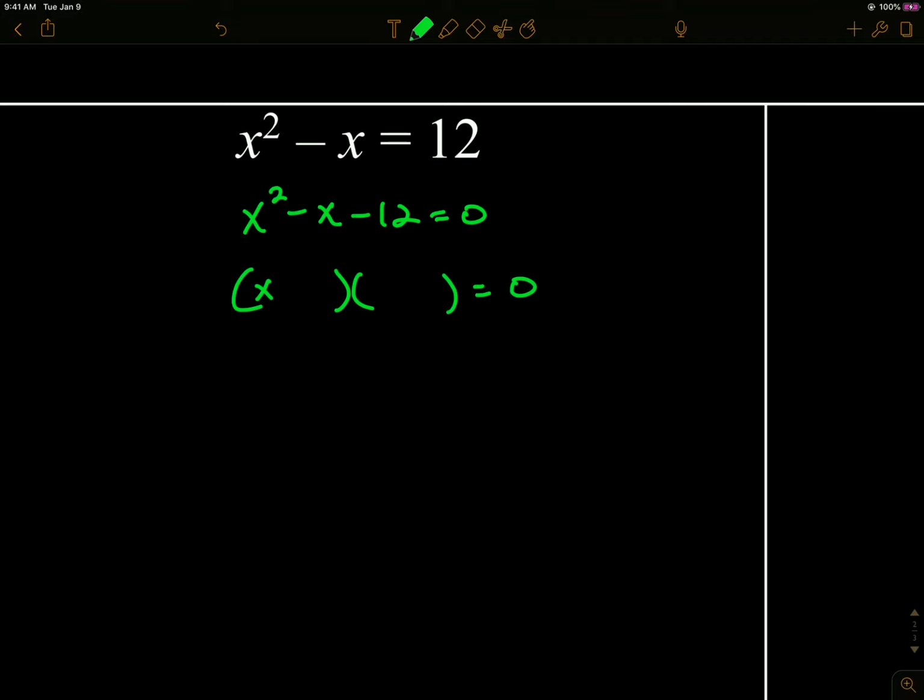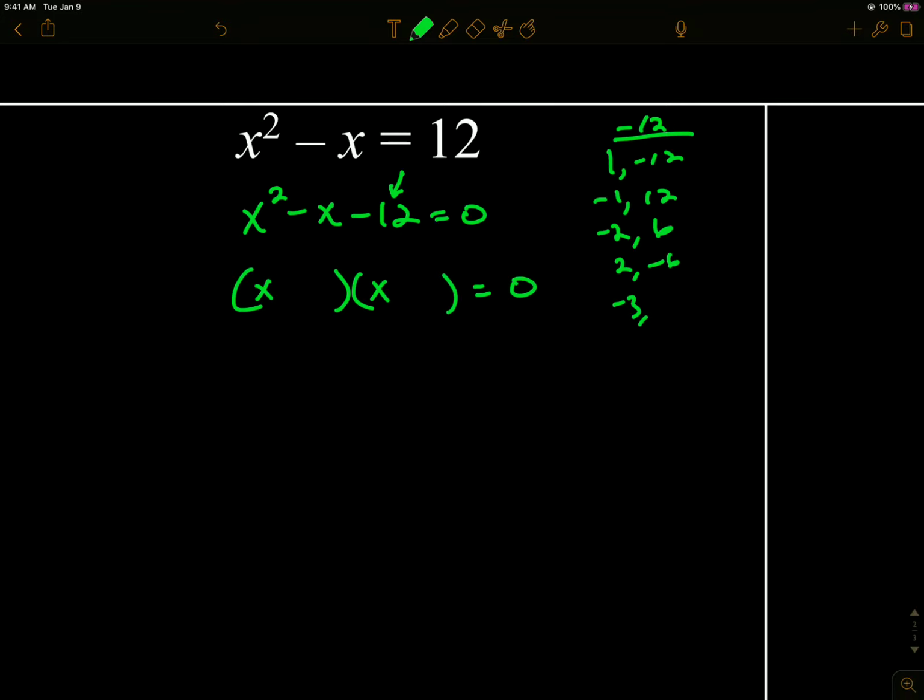Again, a is 1, so we know it's got to be x and x. We're looking for two numbers that multiply to negative 12 but add to negative 1. So multiply to negative 12, we've got 1 and negative 12, negative 1 and 12. We've got negative 2 and 6, 2 and negative 6. None of those add to negative 1.